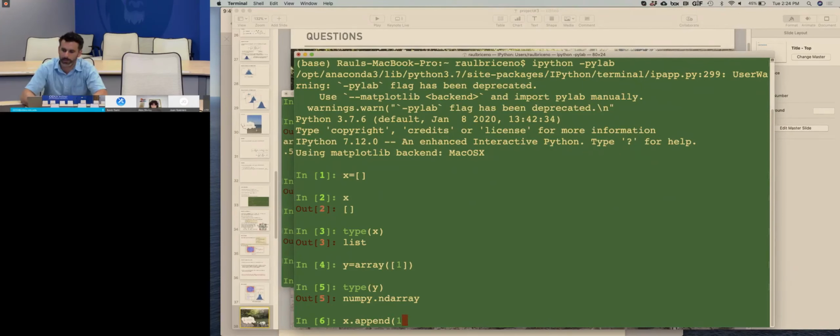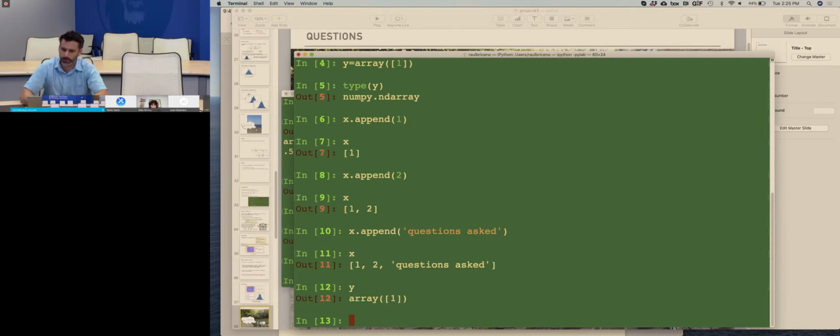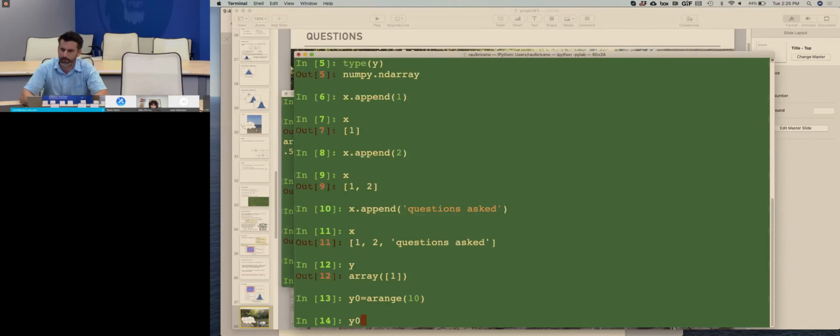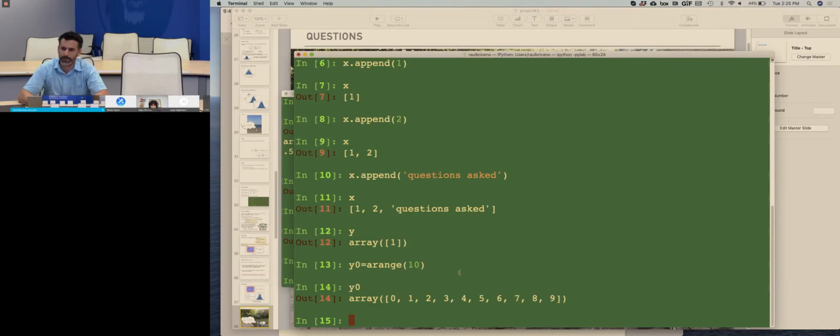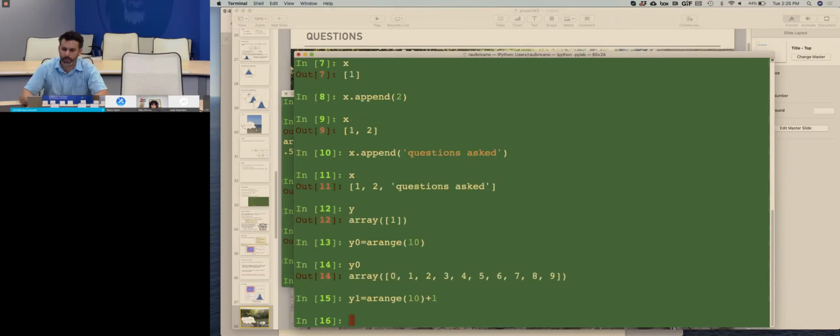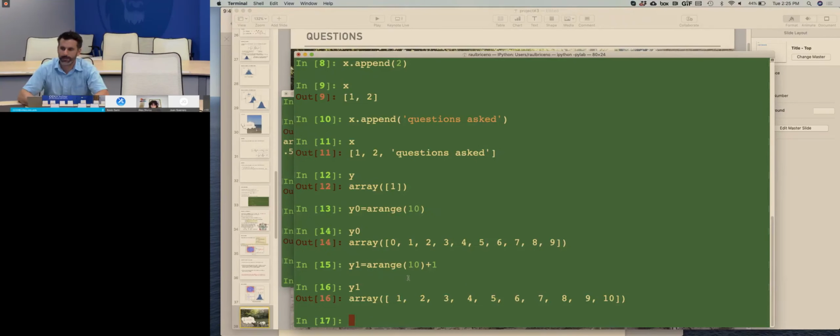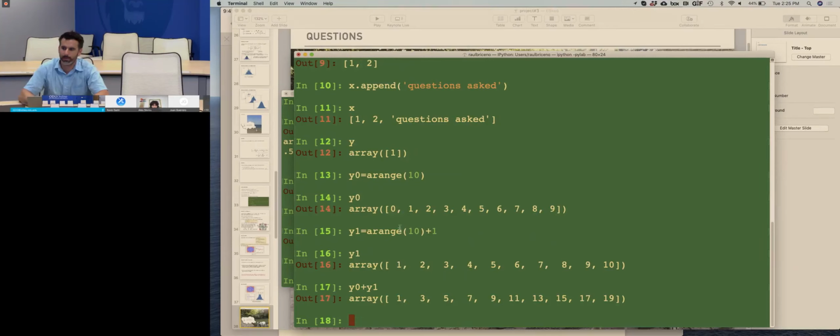Arrays: if I do X, it's an array. Let me make Y0 equal to arange of 10, so it starts from 0 all the way to 10 minus 1. Now let me make Y1 equal to arange of 10 again, but instead I'm going to shift them all by 1. So one power that arrays have is that if I grab an array and add 1 to it, it goes element by element. And also I can add Y0 and Y1 together, and it adds element by element. So you see I get 1 plus 0 equal to 1, 2 plus 1 equal to 3, and so forth.